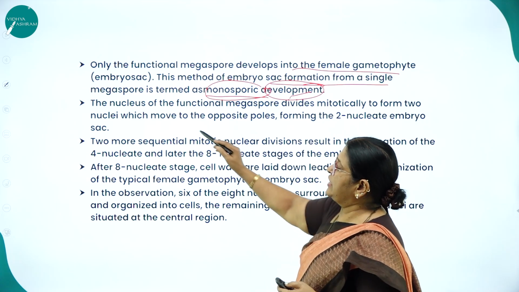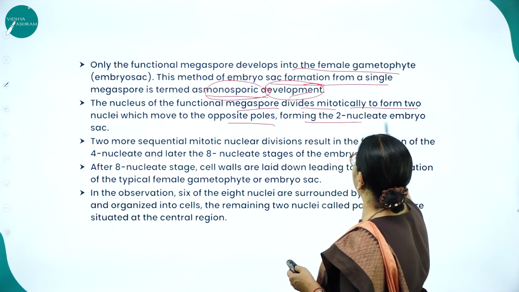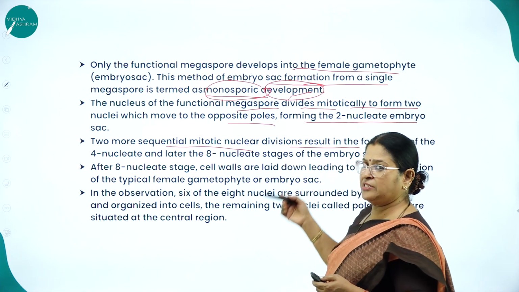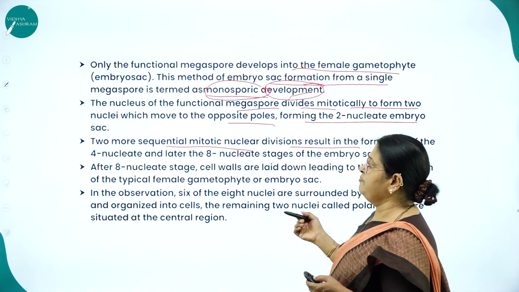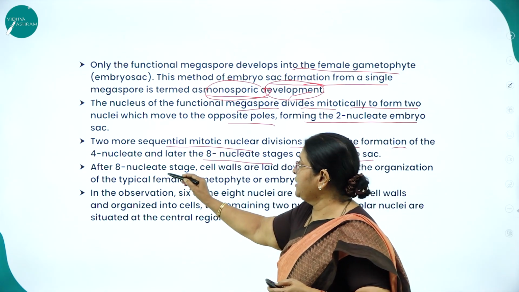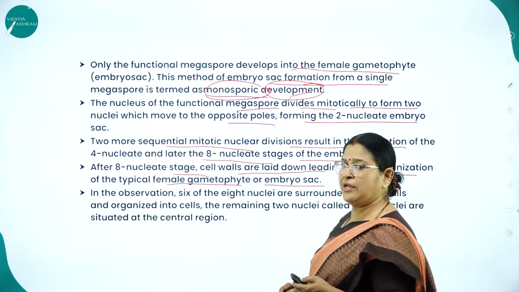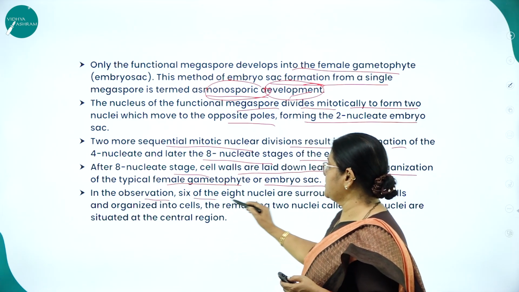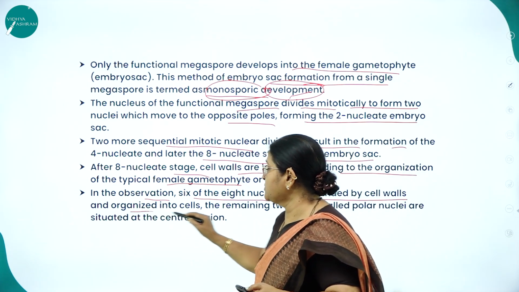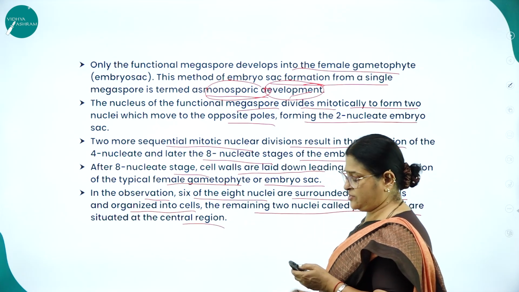Very important term. Then the nucleus of the functional megaspore divides mitotically to form 2 nuclei which move to the opposite poles, forming the 2-nucleate embryo sac. 2 more sequential mitotic divisions. I think in the previous slide you can see the diagram here. Then formation of the 4 nucleate and later 8 nucleate stages of the embryo sac. After the 8 nucleate stage, cell walls are laid down leading to the organization of the typical female gametophyte or embryo sac. In the observation, you can see 6 of the 8 nuclei are surrounded by cell walls. So hence we use the word organized into cells. The remaining 2 nuclei called polar nuclei are situated at the central region.